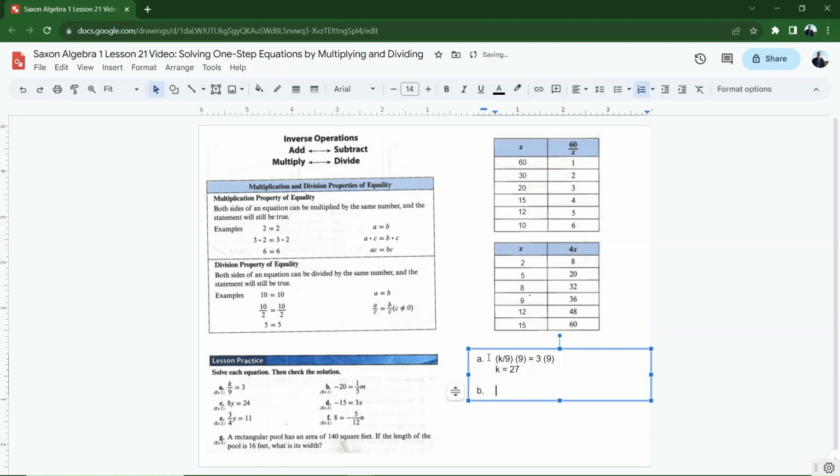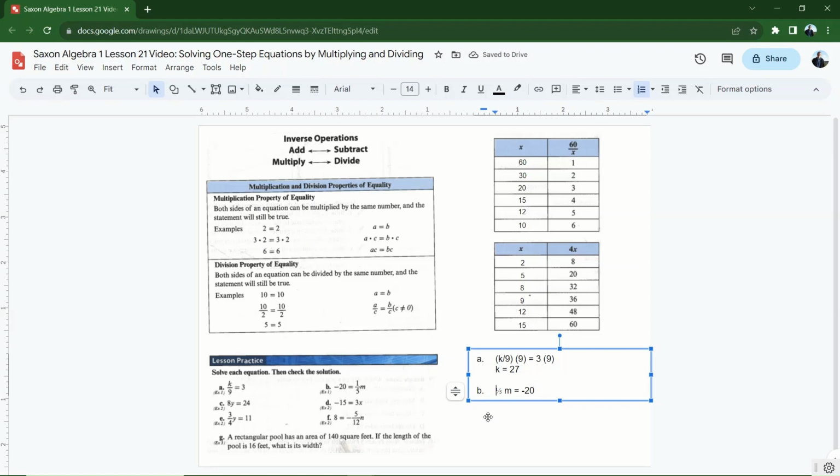All right, letter B. Here we have negative 20 equals 1 over 5 times m. Now here's the thing about ones like this. Here's a little trick that you can use. Anytime you have an equivalence statement in algebra, you can always flip both things to either side of the equal sign without changing the expression. So I could write 1/5 m equals negative 20, and that's kind of nice because I always have my variable on the left when I do that.